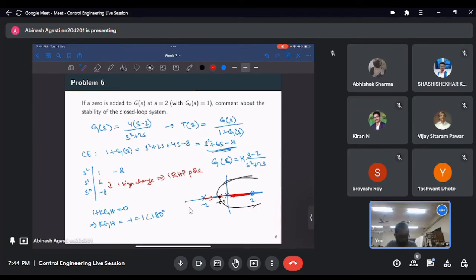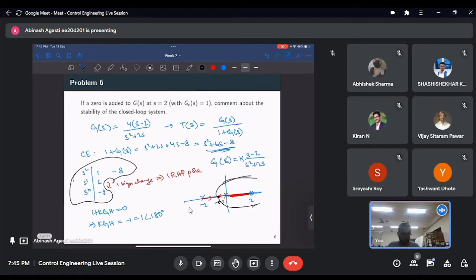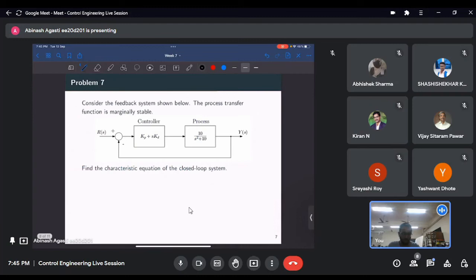Okay? Yeah. So what was this question originally? Is the closed loop system stable? So here we see that it is not stable as there is one sign change in the Routh array, and so that implies there is one right half plane pole. Now moving on to the next question.